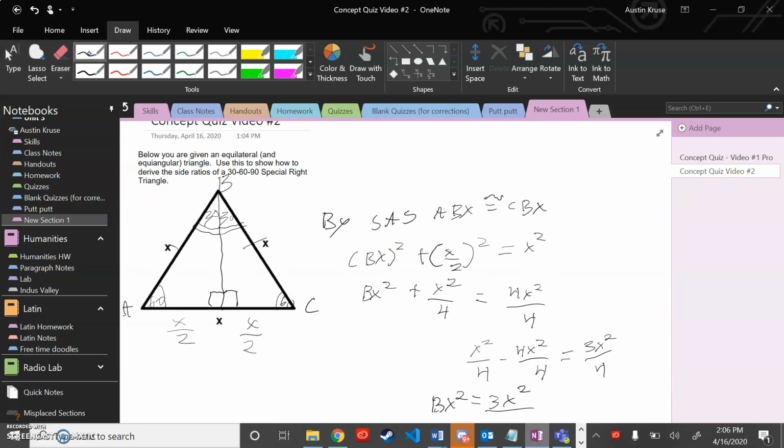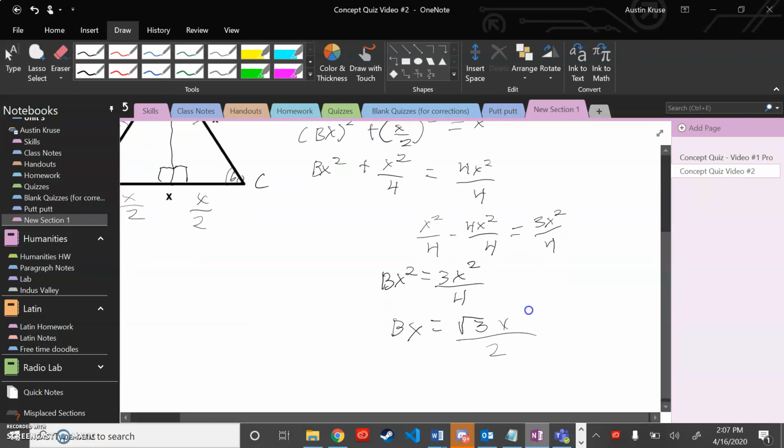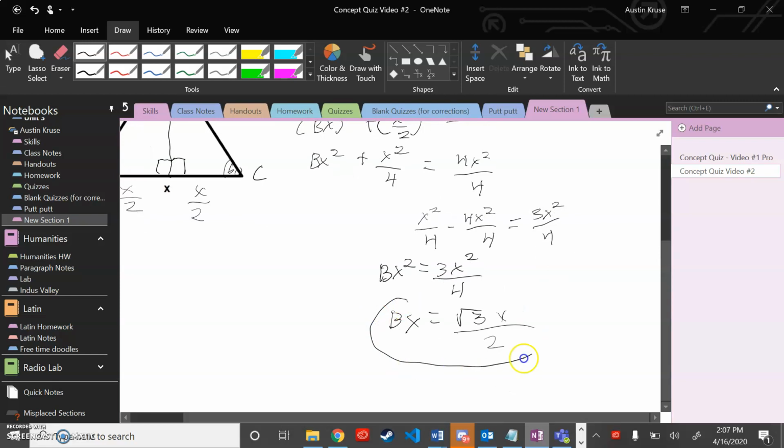the ratios for a 30, 60, 90 right triangle. Ta-da! You did it! Yay!